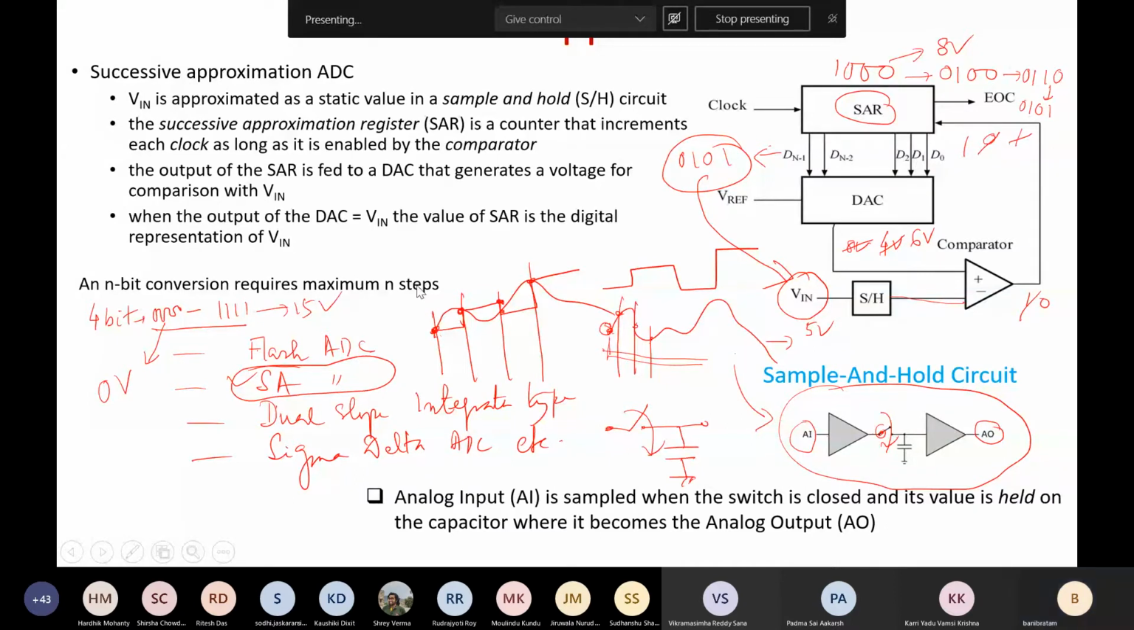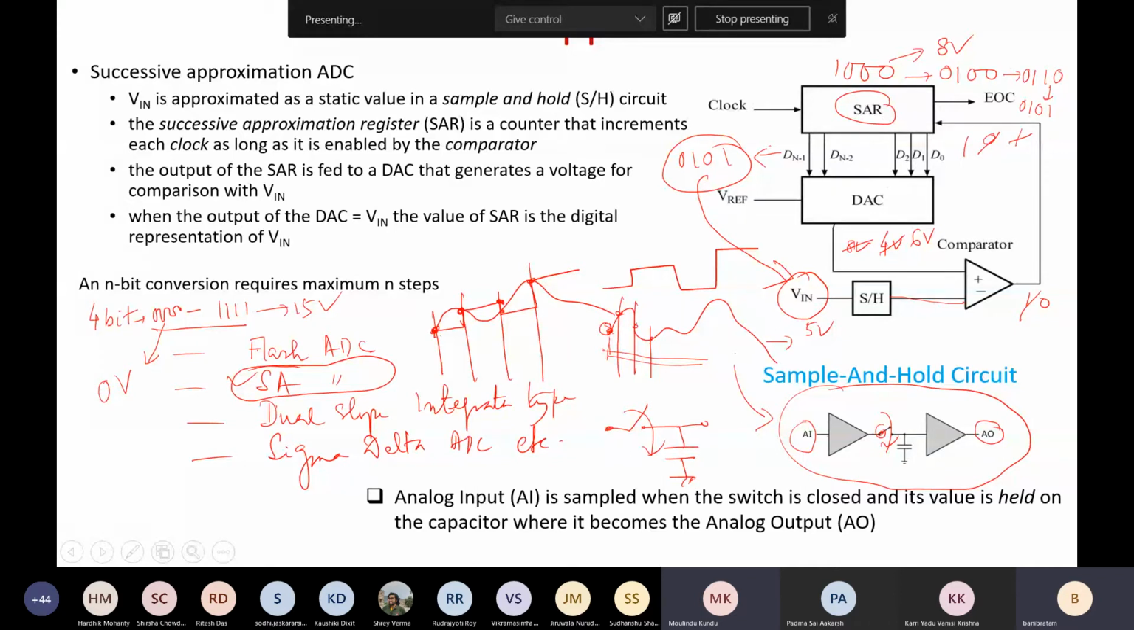Okay, is it clear? The concept of successive approximation register, is it clear to everyone? Sir, can you just briefly explain each step? Which one? I mean those 3 steps, that 1000 to 0100.